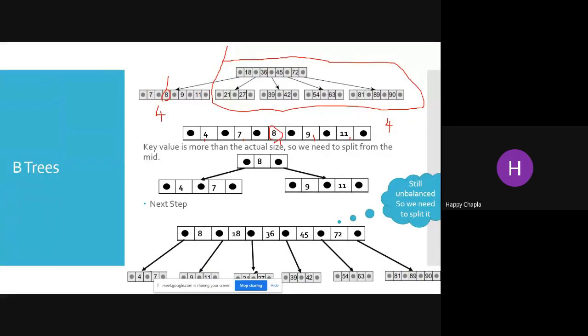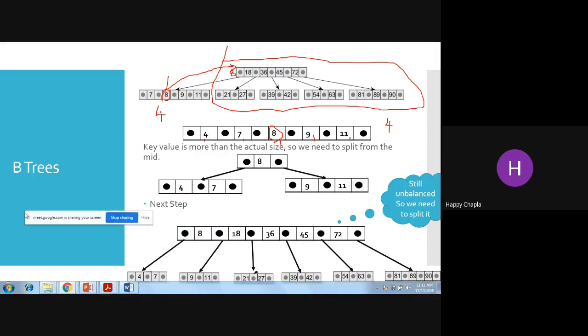Okay, so 8 is the middle value. So your 8 will be inserted into the parent node. Your 4 and 7 are the left, and 9 and 11 are the right. Now the 8 will be inserted over here. Because this 8 is less than my 18, the scenario is 8, 18, 36, 45, 72, and the rest of the nodes are the same.